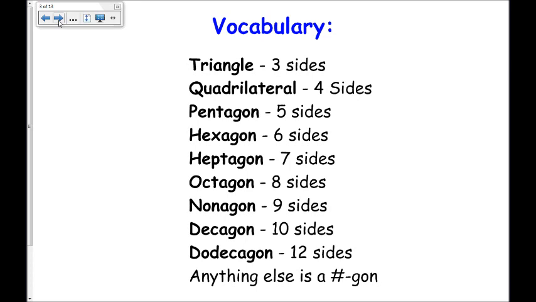Now there are different names for polygons, and you should be familiar with these names. You're probably familiar with many of them. Like a triangle has 3 sides, a quadrilateral has 4 sides, a pentagon 5 sides, hexagon 6 sides. A heptagon is not as commonly known. A heptagon has 7 sides, an octagon has 8 sides, a nonagon has 9 sides, a decagon has 10 sides, and a dodecagon has 12 sides. Anything else is that number gon, like an 11-gon, or a 15-gon, or a 37-gon. You just put the number and then say gon.